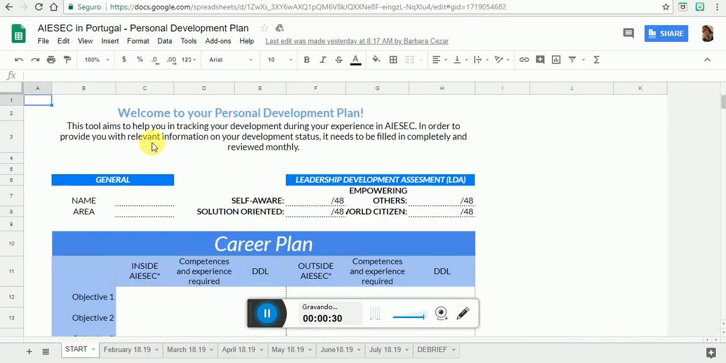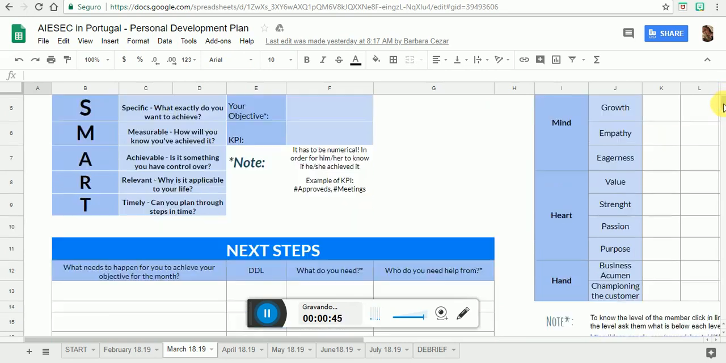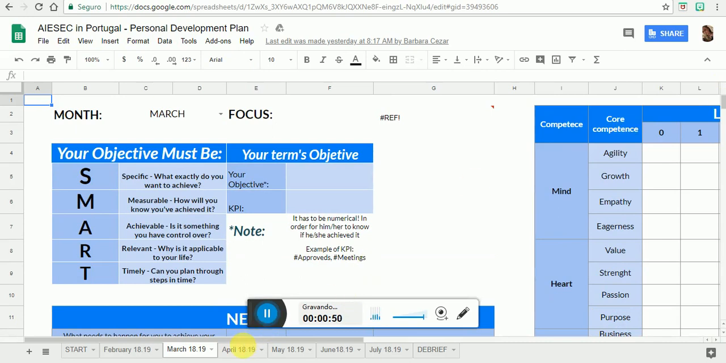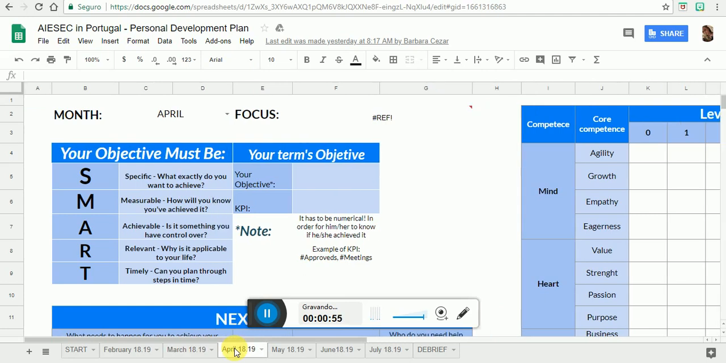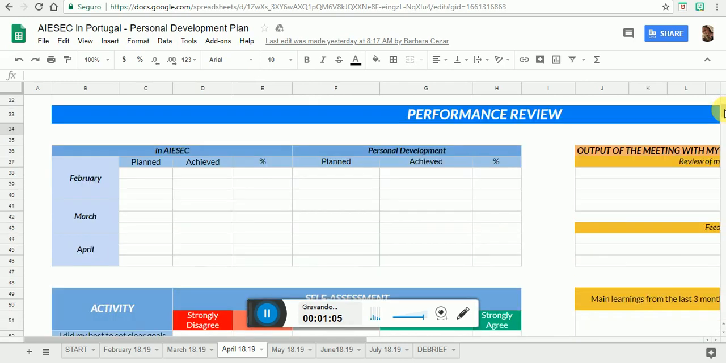So here you have some instructions and the months that you have to fill. February, March, they're all the same, all with the same things as usual. So feedbacks, next steps. But when we enter the April tab, we can see some differences here. What we did was to add some more information on performance review.